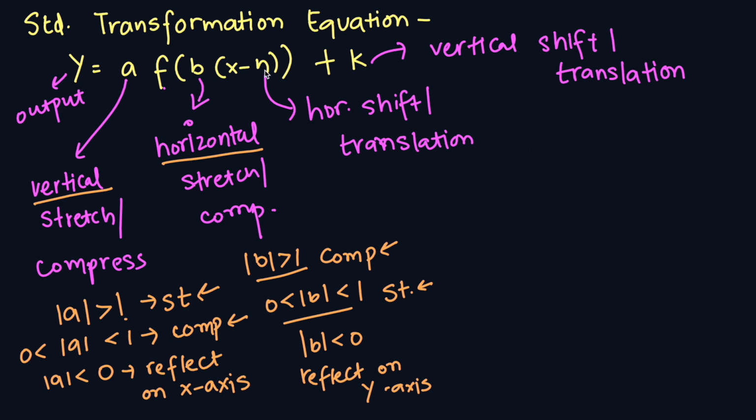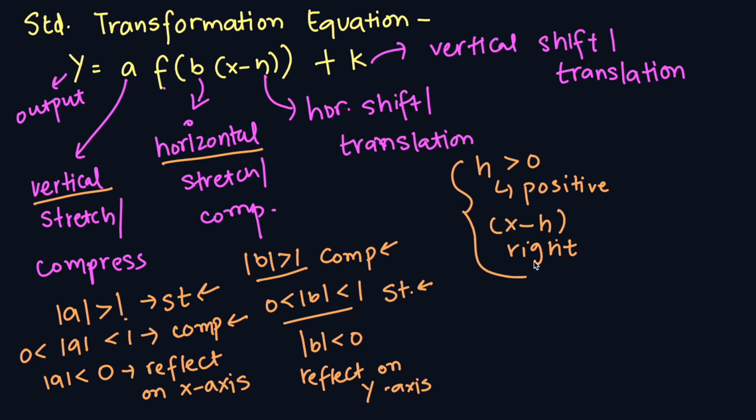And then for H, horizontal shift and translation. If you see that the equation we have is x minus h, right? That means if h is positive, my equation is going to stay as it is. That means if in the transformed graph, inside the bracket, it looks like this, my graph is going to move to the right. However, if h is negative, that means my equation inside the bracket is going to look like this, and that means my graph is going to move towards the left hand side.